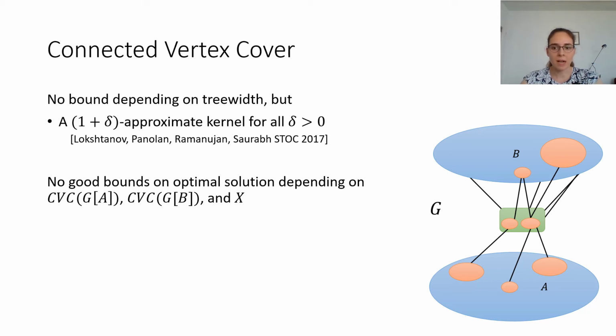Another problem we have to deal with is that combining connected vertex covers of different parts of the graph is difficult. If we think about separating the graph into A and B by removing a separator X, it's not the case that if you just take a connected vertex cover in A and a connected vertex cover in B and add the entire separator, this gives you a connected vertex cover of the entire graph. For normal vertex cover this would work perfectly, but for connected vertex cover it is not.